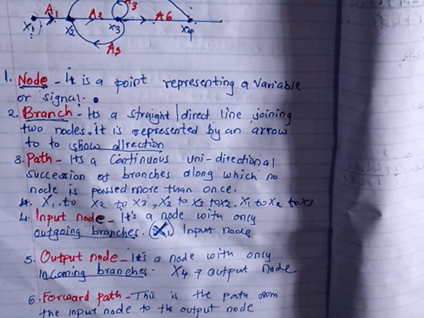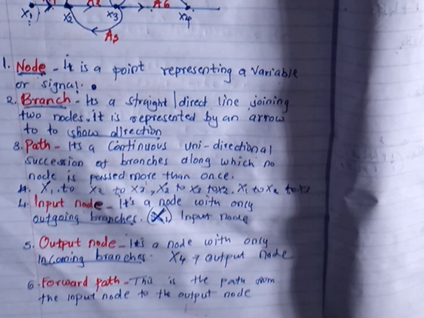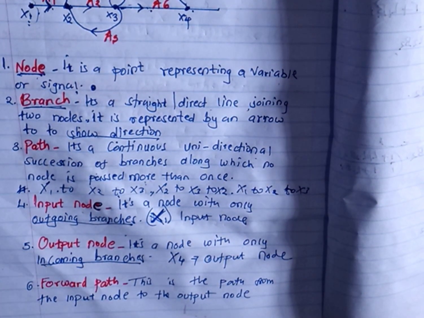Then we have the forward path. The forward path is the path from the input node to the output node.